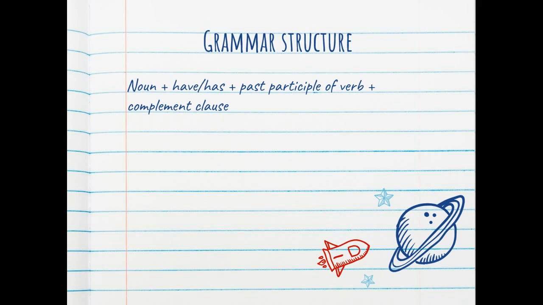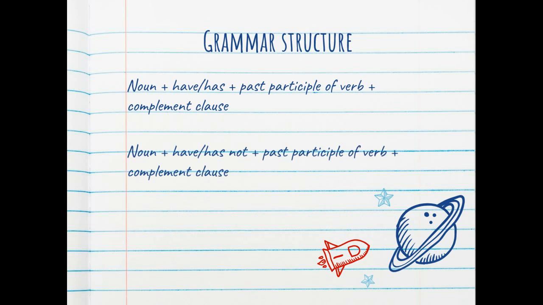As we have practiced before when we were talking about simple past, you are going to look at your verb table and your verb chart, and there is going to be a specific section where it says past participle of the verb, and that's the one that we are going to be using to build our present perfect sentences. And finally, as always, we need a complement clause for our sentences.